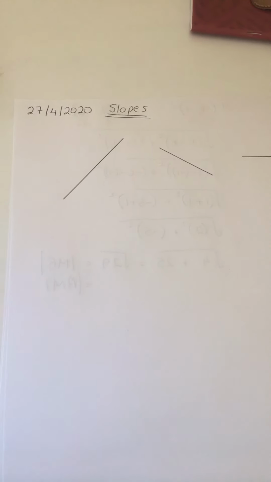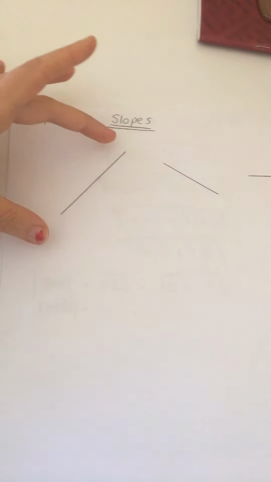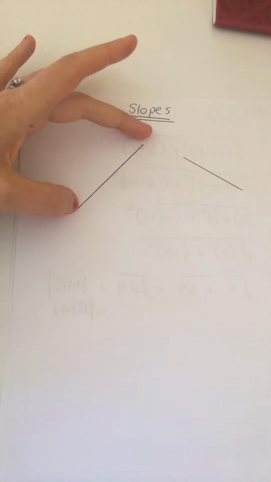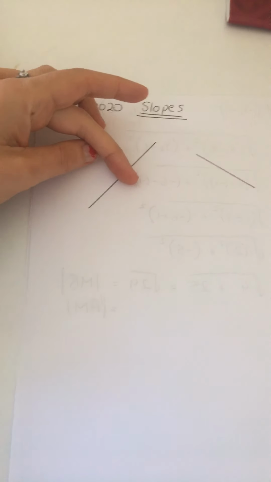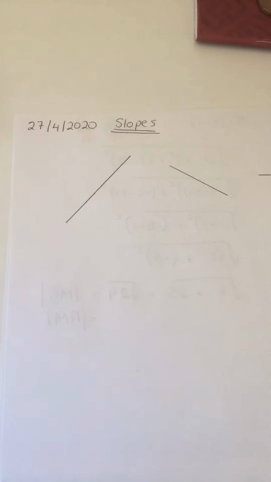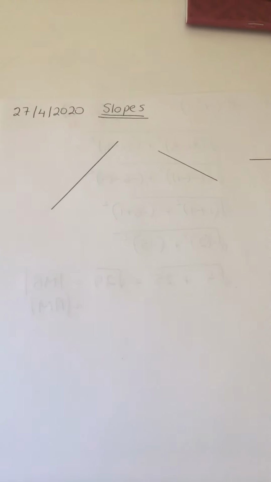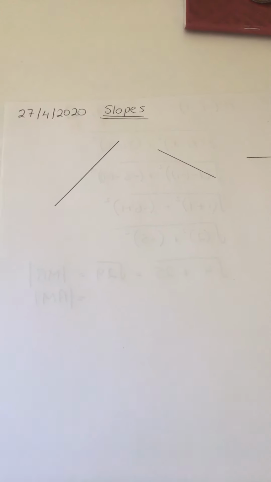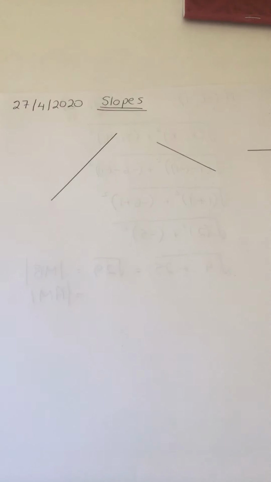So far, lads, we've been able to find the distance or the length of a line, the midpoint of the line, and now we're going to talk about the slope of a line. For today, we're just going to introduce it. It's nice and easy, the topic we're doing today.